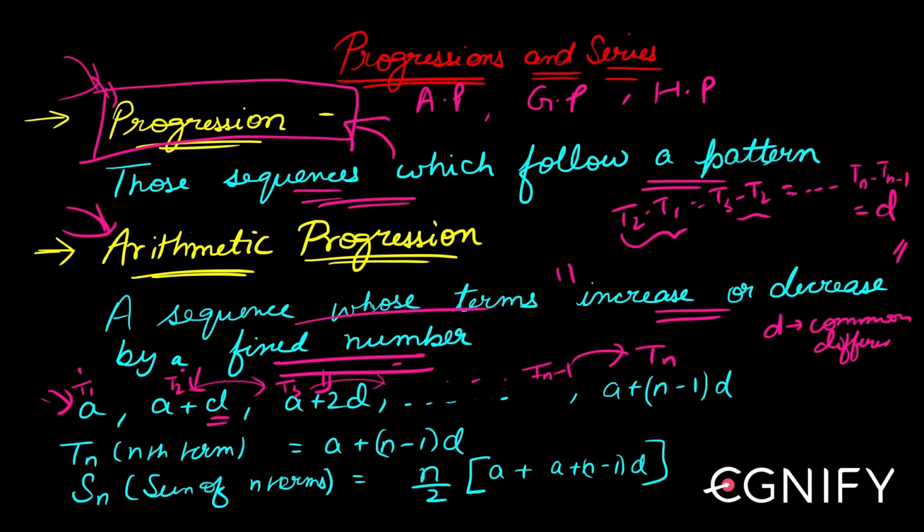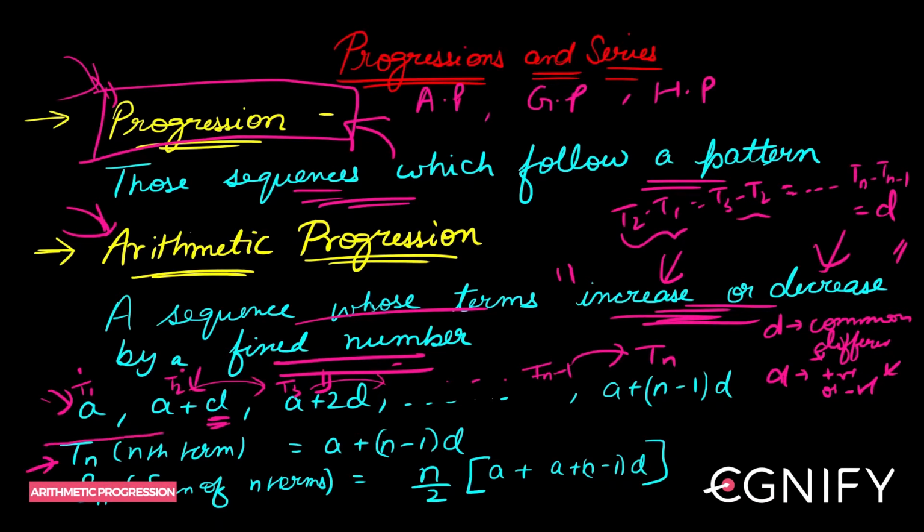This d can be positive or negative, right? That's why the terms either increase or decrease by a fixed number. So if your d is positive, the terms will increase by a fixed number d. If your d is negative, the terms will decrease by a fixed number d. So what is the formula for the nth term?